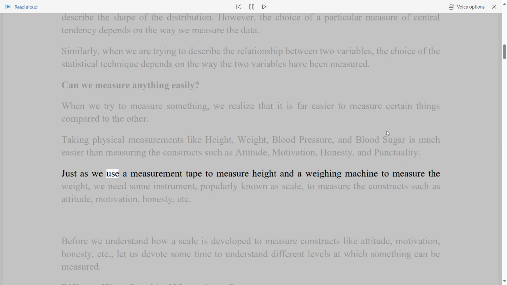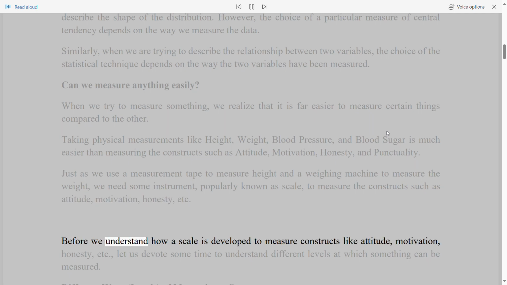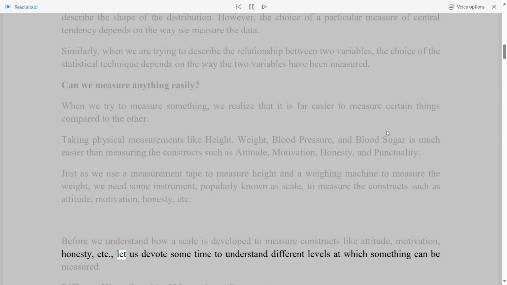Just as we use a measurement tape to measure height and a weighing machine to measure the weight, we need some instrument, popularly known as a scale, to measure the constructs such as attitude, motivation, honesty, etc. Before we understand how a scale is developed to measure such constructs, let us devote some time to understand different levels at which something can be measured.